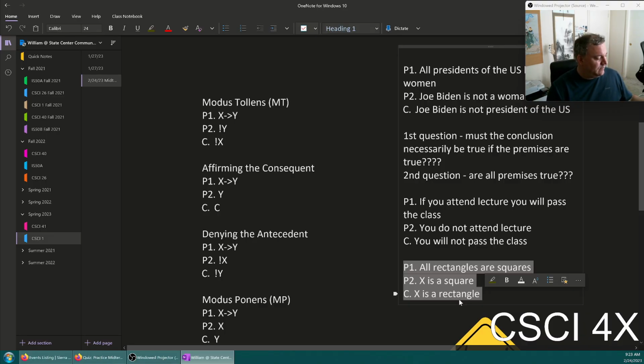All rectangles are squares. X is a square. Therefore, X is a rectangle. Don't type it. I said don't hit return. Type it, but don't hit return. We'll have everybody hit return at the same time. All rectangles are squares. X is a square. Therefore, X is a rectangle. Okay, hit it.